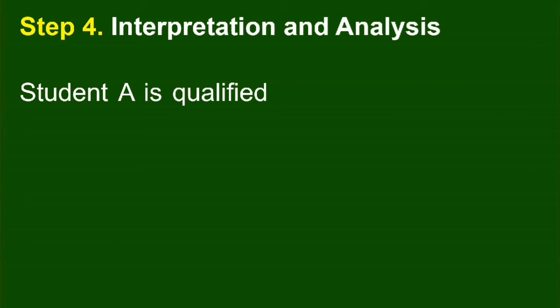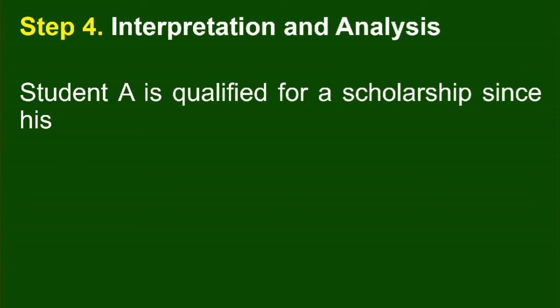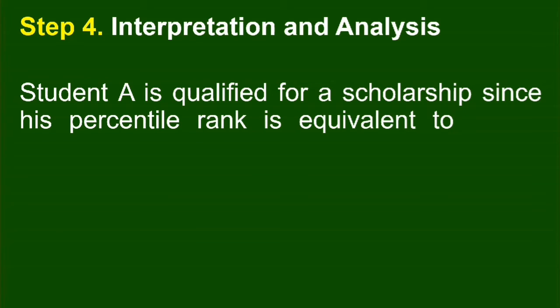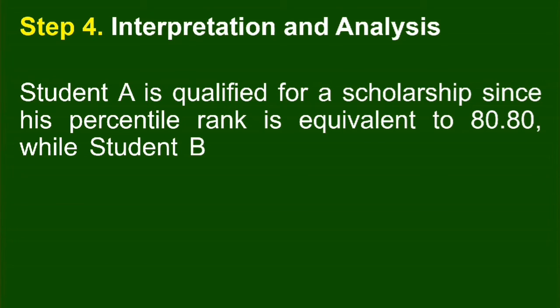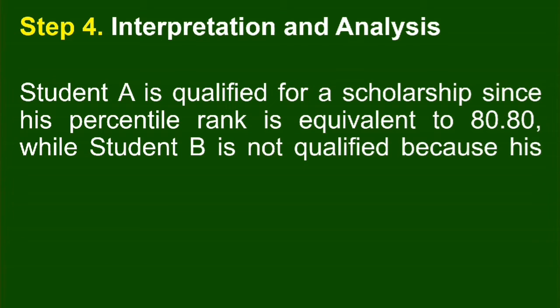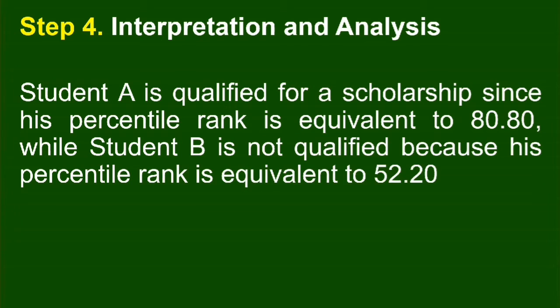The last step, we are going to interpret the result. So student A is qualified for a scholarship since his percentile rank is equivalent to 80.80. While student B is not qualified because his percentile rank is equivalent to 52.20. To qualify for the scholarship, a student must have at least a percentile rank of 75.